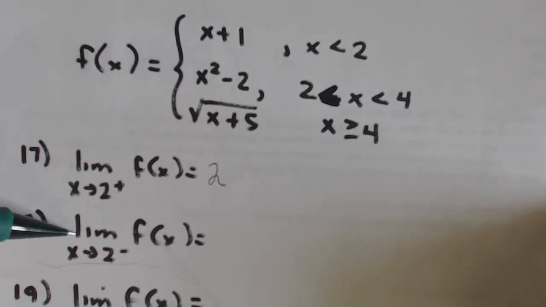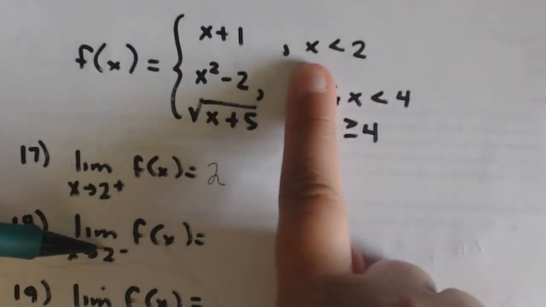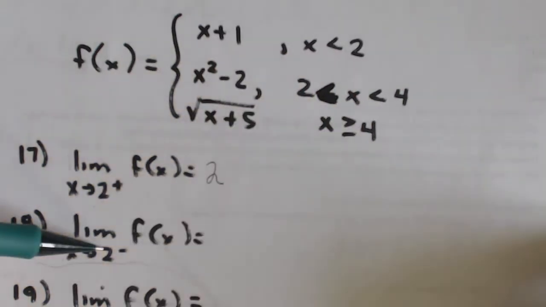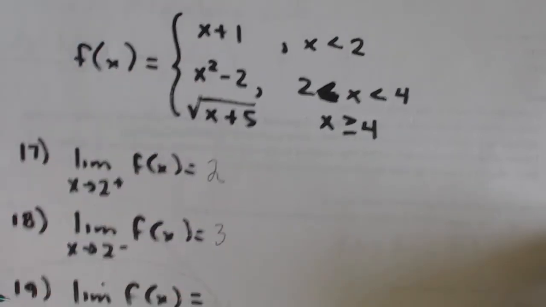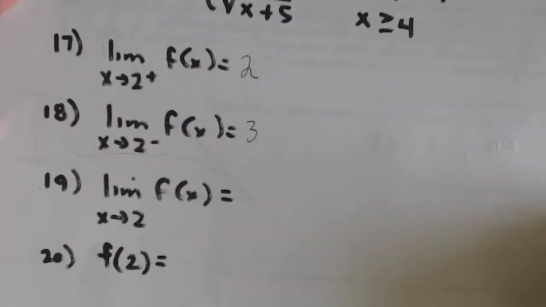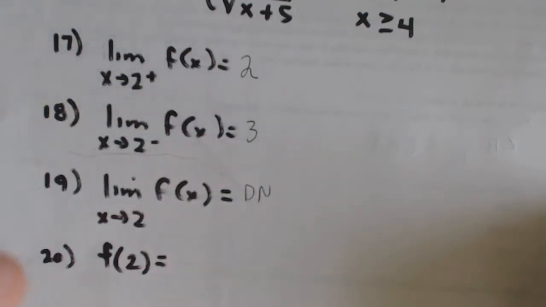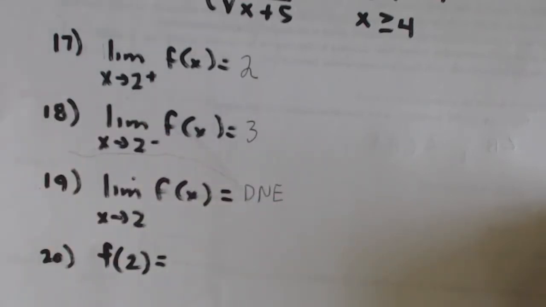The limit of the function as x approaches 2 from the left, those are numbers that are less than 2. The numbers to the left of 2 are less than 2. So I would use this function. So putting 2 in here, I get 3. Now I can answer question 19. The limit of the function as x approaches 2 does not exist because from the left it was 3 and from the right it is approaching 2.